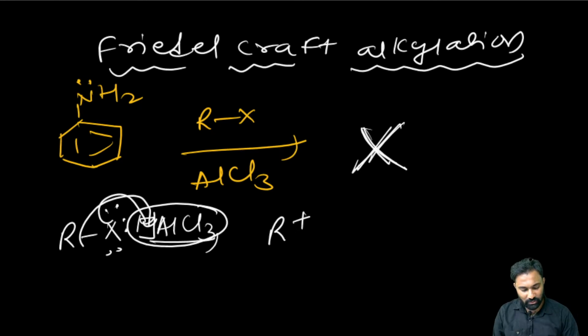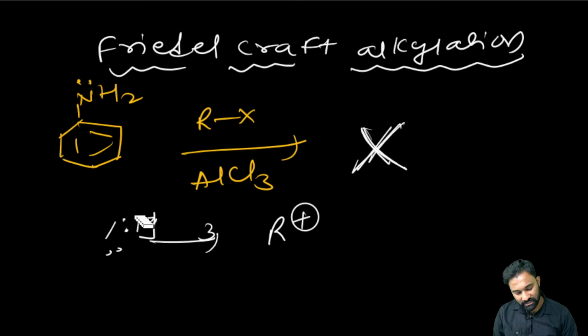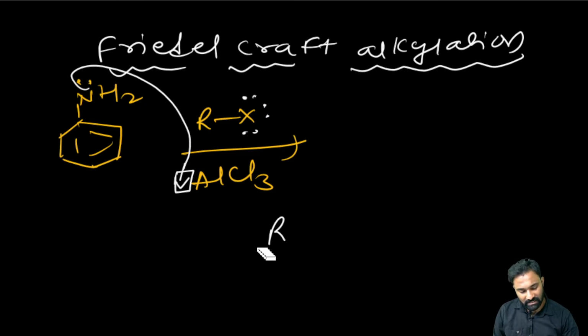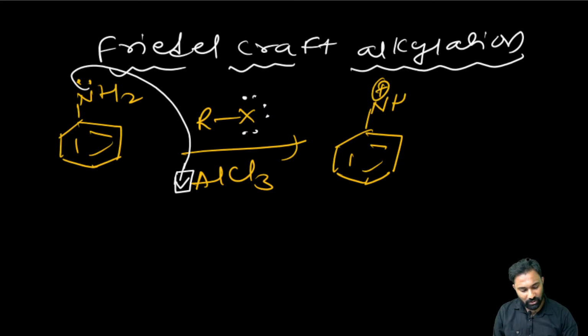Then after that, the electrophile should be generated. But here, this Lewis acid, instead of accepting the lone pair of electrons from the alkyl halide, will very quickly accept the electrons from the nitrogen. The nitrogen lone pair is very quickly given to the AlCl3. When it is given to the AlCl3, it becomes the anilinium ion, right? The nitrogen gets a positive charge.